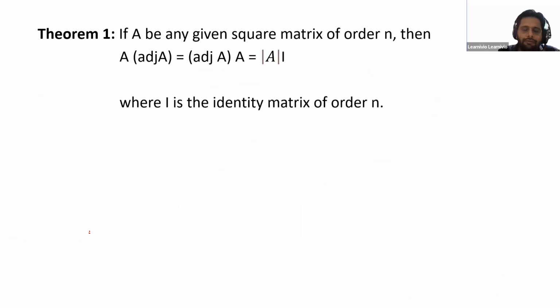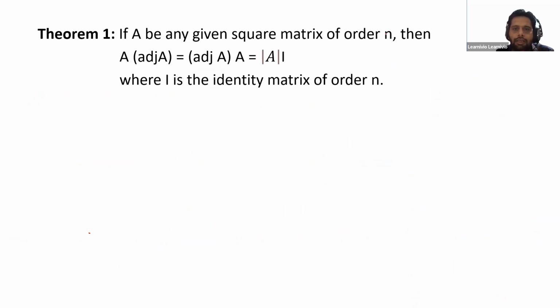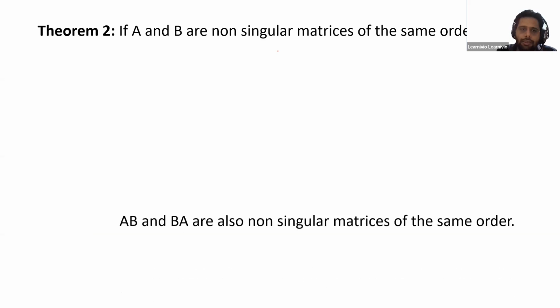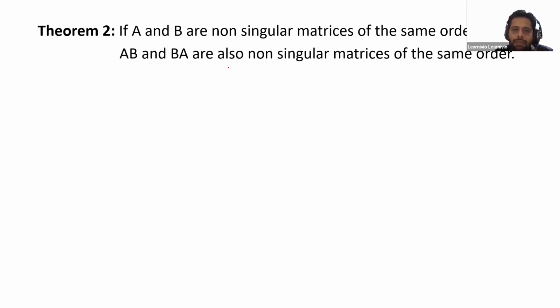So this was our first theorem: A into adjoint of A is equal to adjoint of A into A is equal to determinant of A into I, where I is the identity matrix of order n. Now there's a second theorem: if A and B are non-singular matrices of the same order, then AB and BA are also non-singular matrices of the same order.